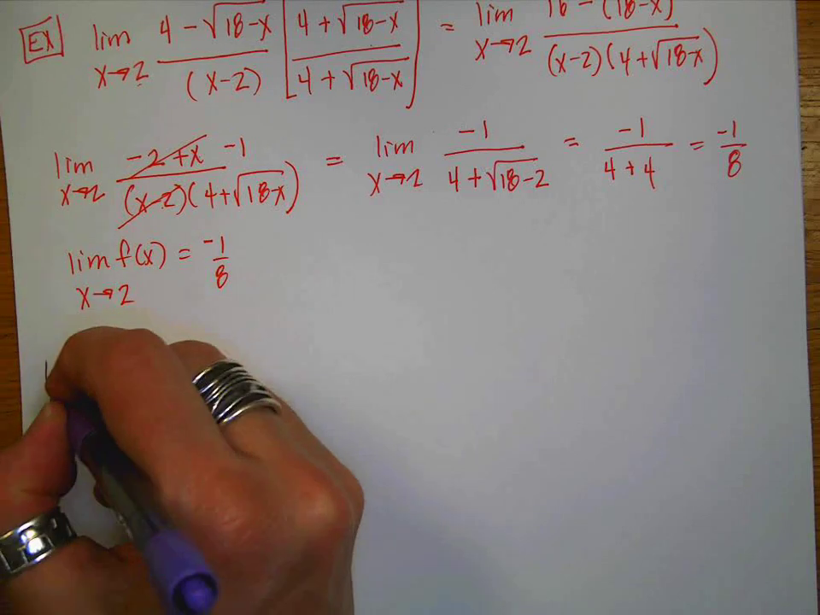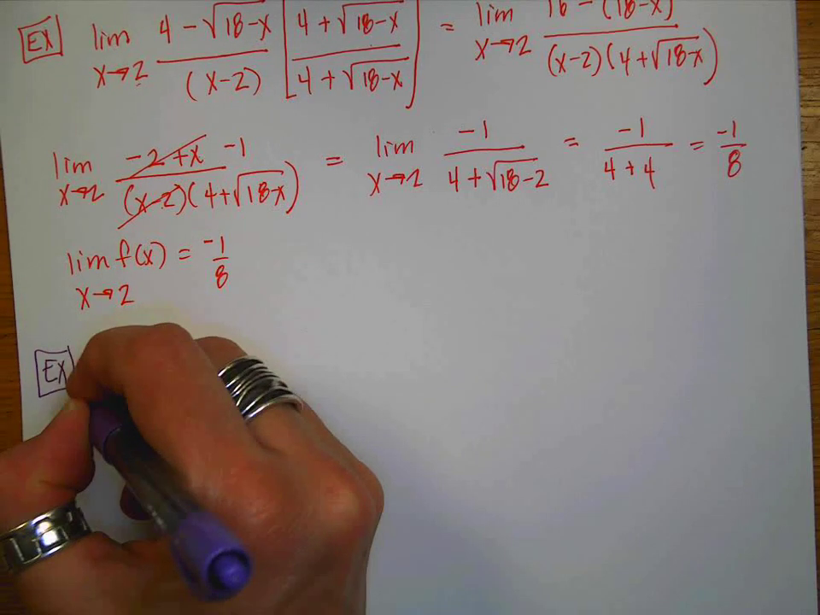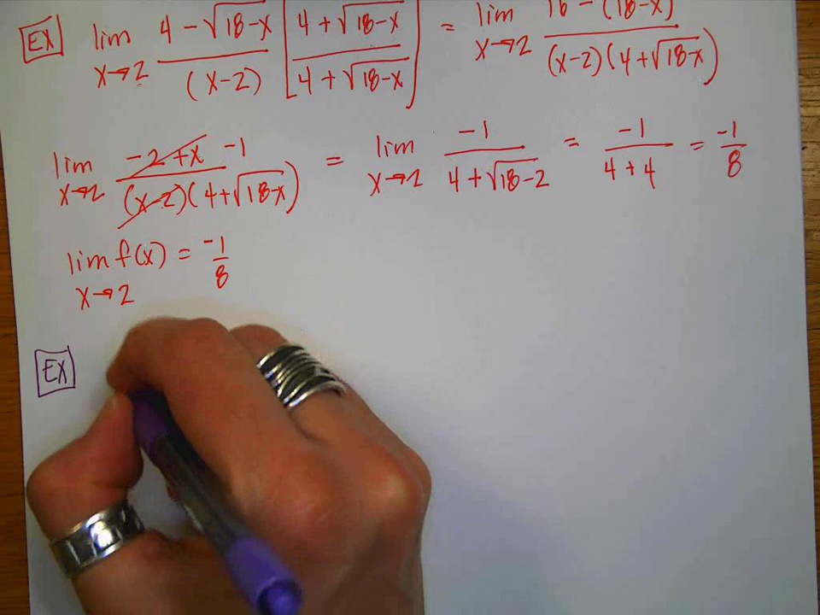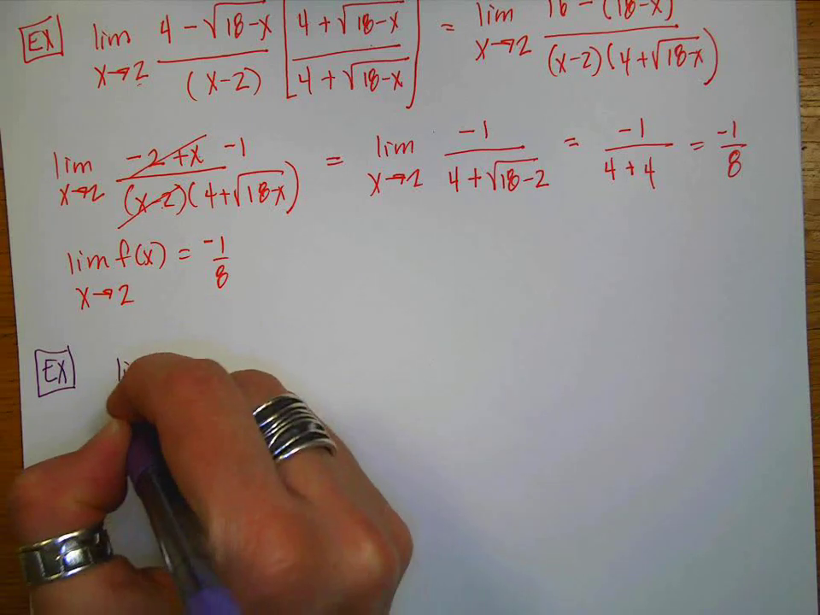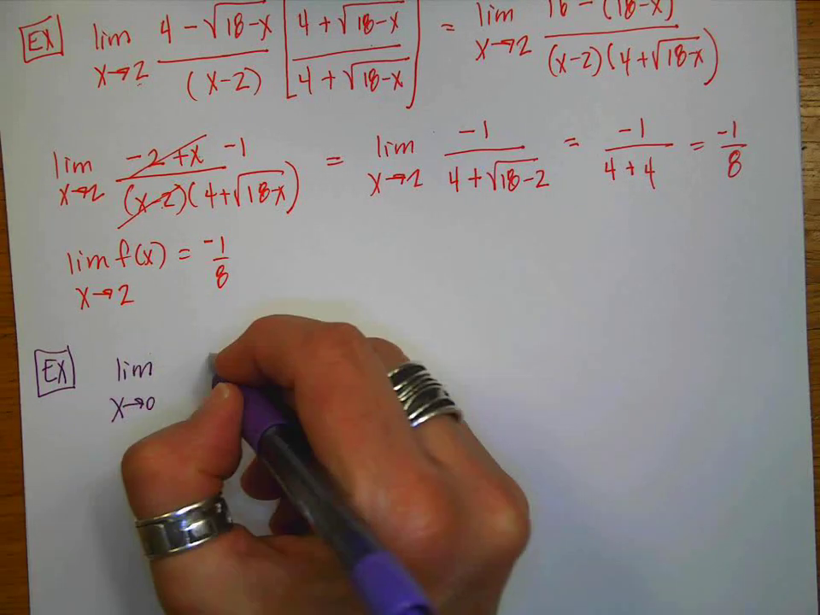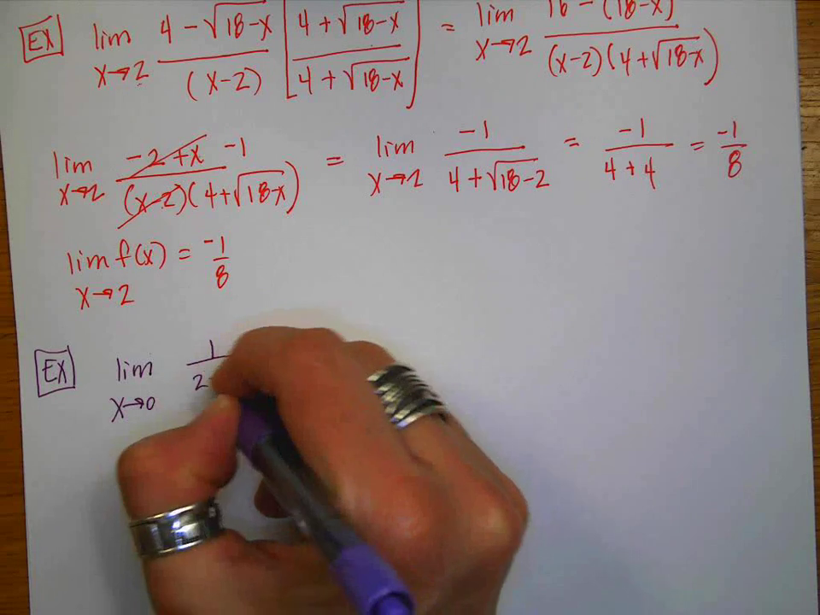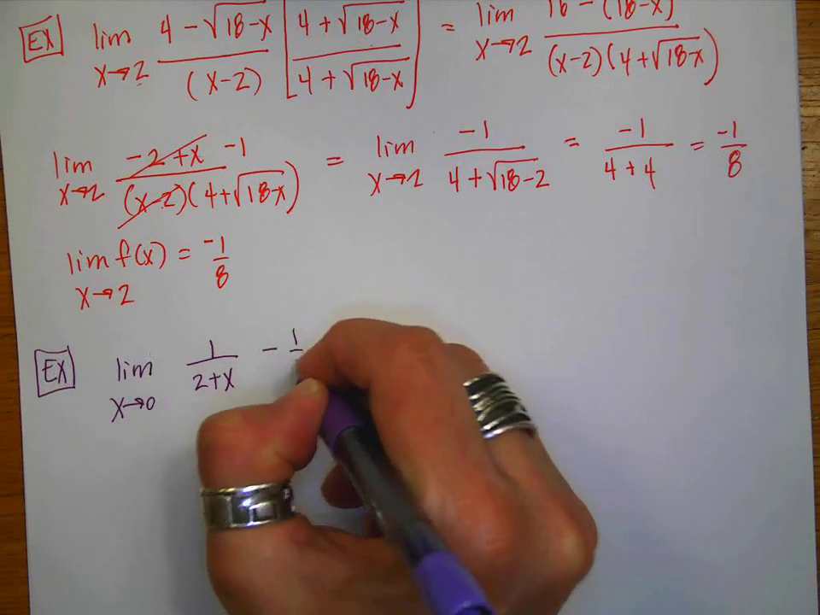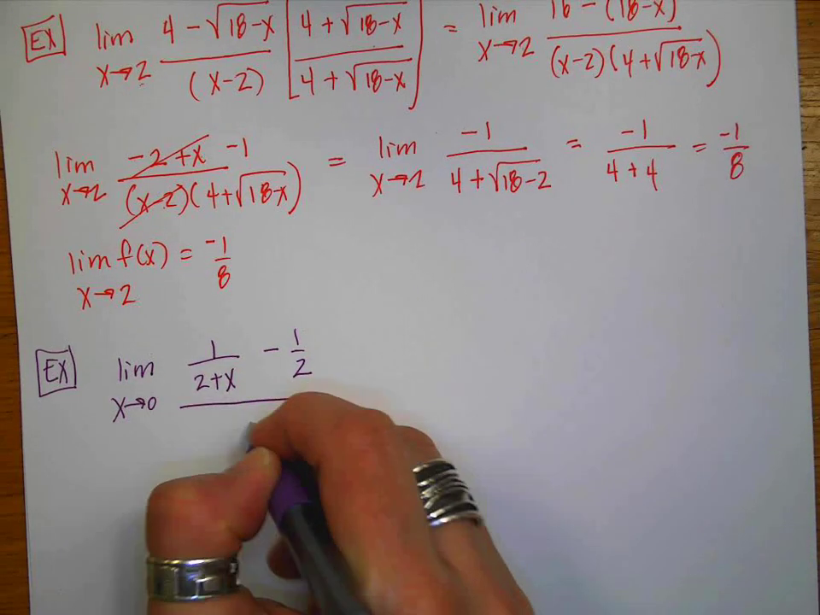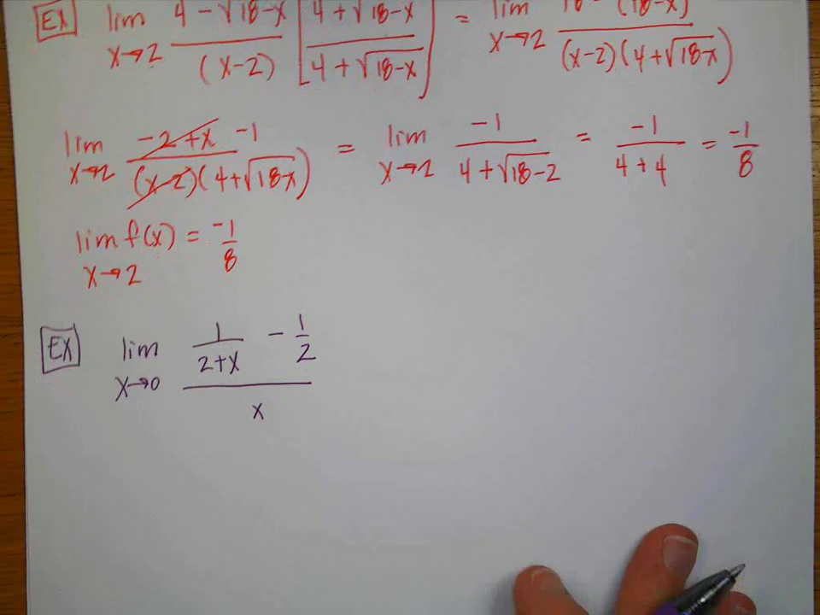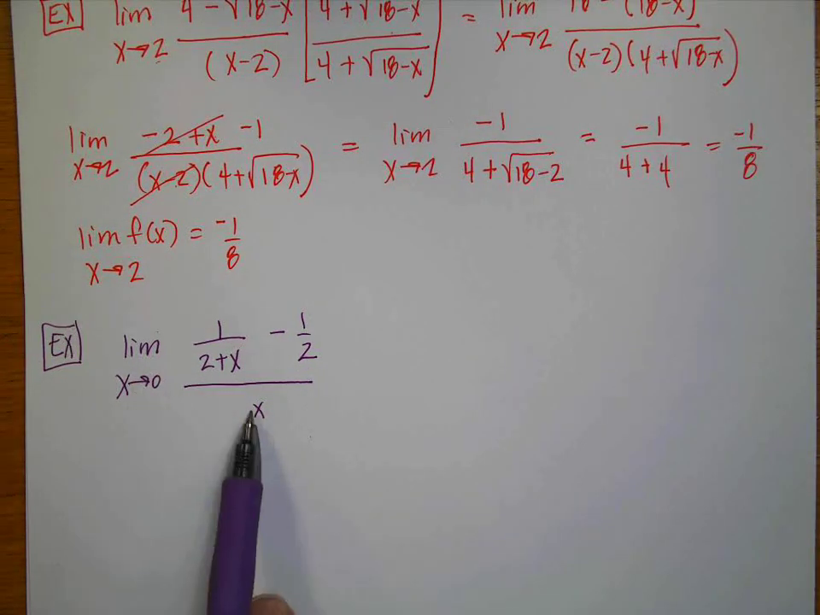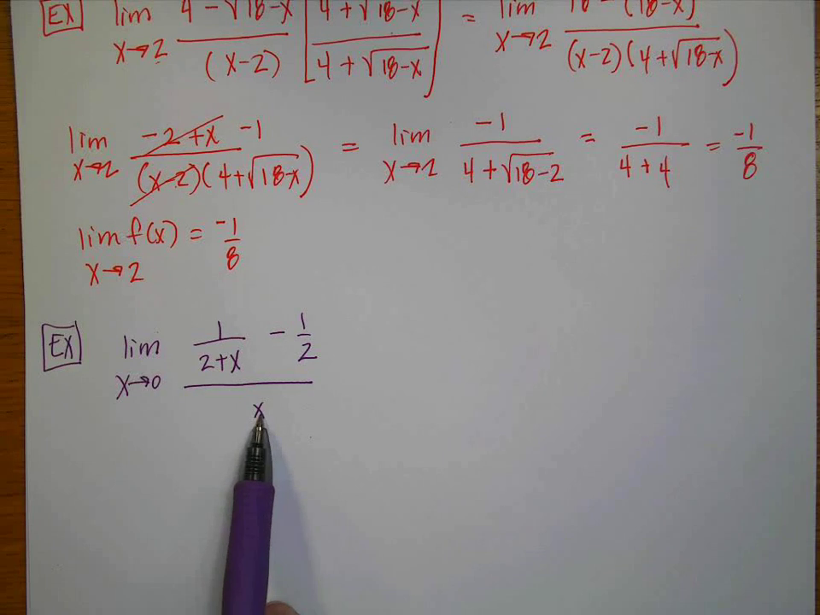We have one more example, and then we're done for today. So this one is a classic example of a limit, and we'll talk about what I need to do first to make life better. So this is 1 over 2 plus x minus 1/2 over x. So right away, I notice that if I do direct substitution, I have a 0 in the denominator, and no bueno, so I have to fix it.